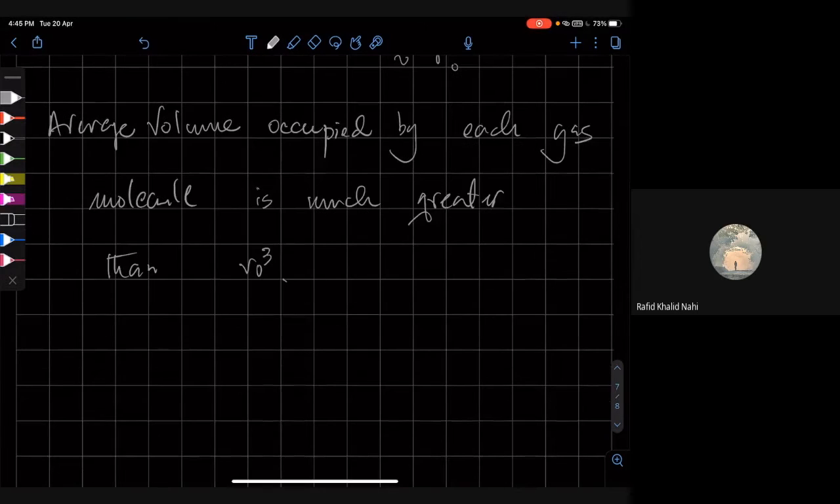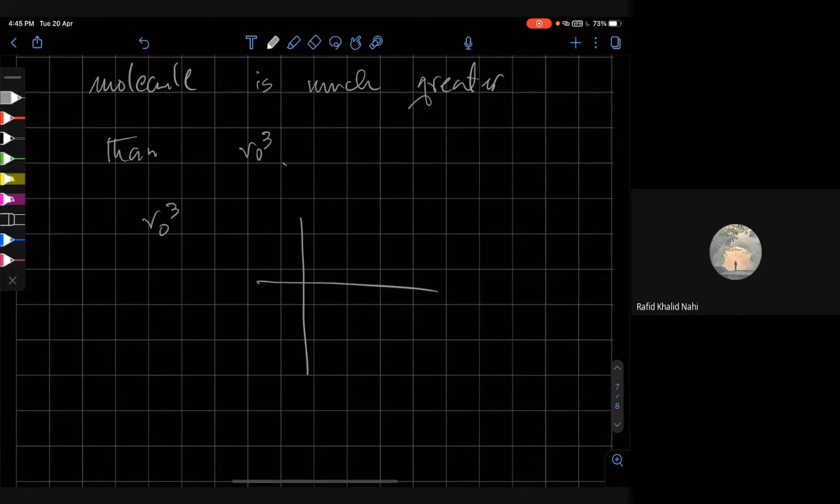r naught cubed is the equilibrium distance, or equilibrium volume. So, remember that if our potential is of this form, sorry, this is not the best picture, this distance is r naught. If you have two particles as close to each other as they can be, then their distance will be r naught, and then another particle at r naught.